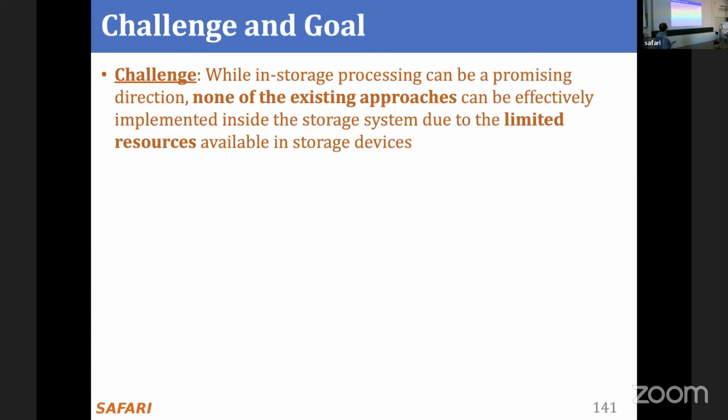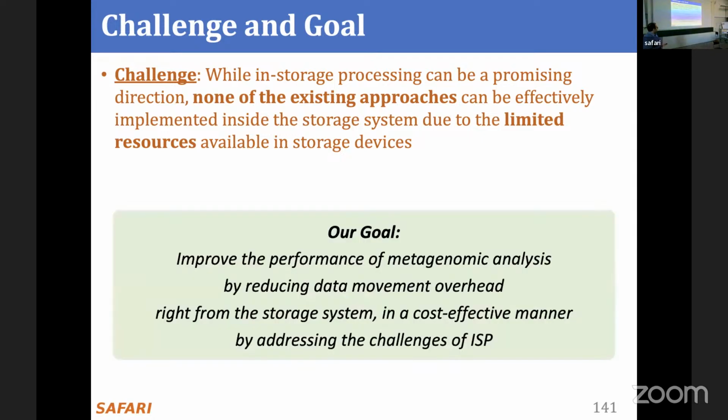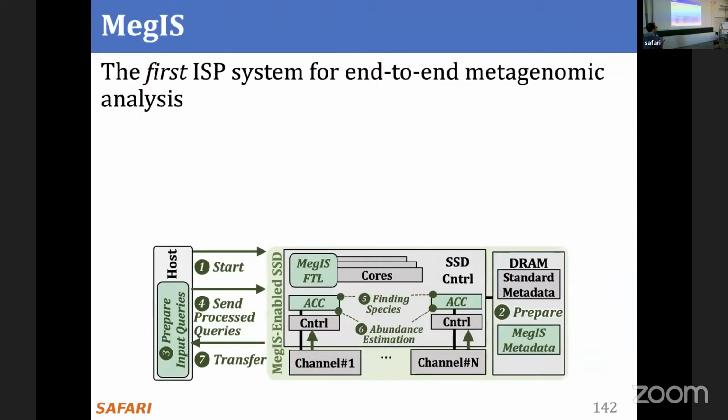Okay, so the challenge and goal is that while in-storage processing can be a promising direction, none of the existing approaches of the current tools that we have for metagenomic, the current implementation, can be effectively implemented inside the storage system due to limited resources available in the storage devices. And our goal is to improve the performance of metagenomic analysis by reducing data movement overhead right from the storage system in a cost-effective manner by addressing the challenges of ISP.